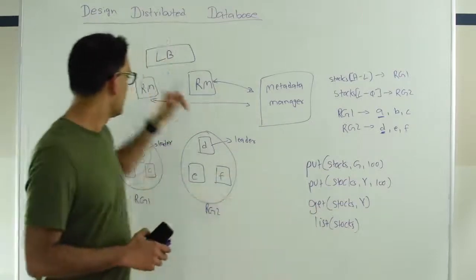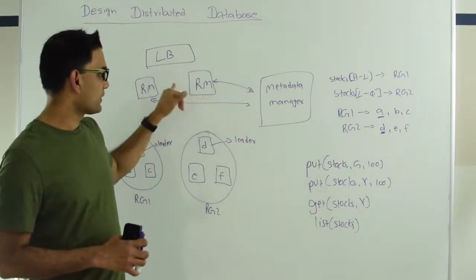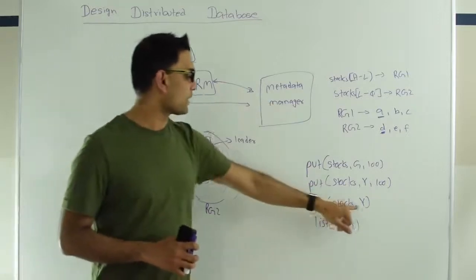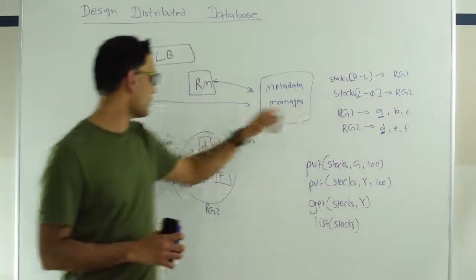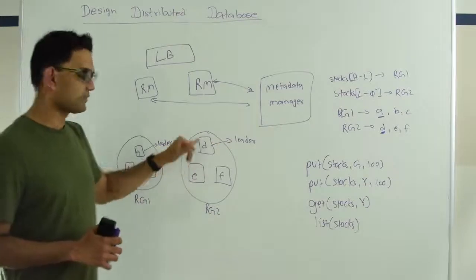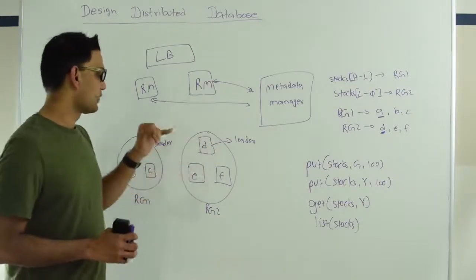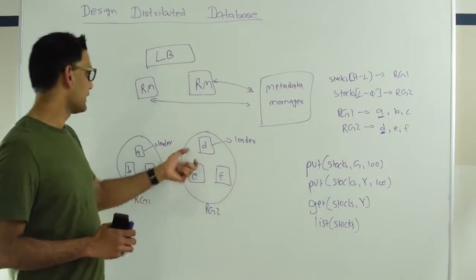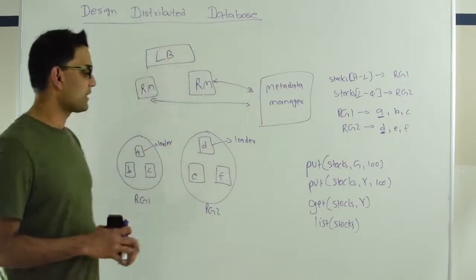When you do a get, again the request will come to one of the request managers. It will see where Y is. Y is in this range. It will talk to replication group 2. The request will go through the same leader, so it will get the most consistent view. It will get the data back, and the request manager will reply back.